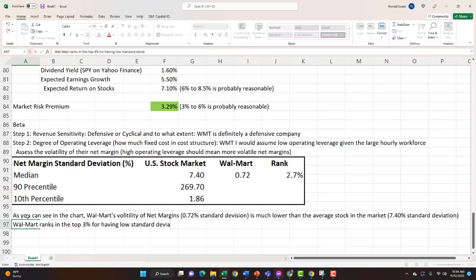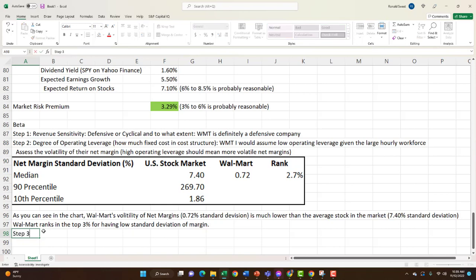Now, what I can offer here is if you refer to this 0.72% as their net margin, it's not. Their net margin is not 0.72%. It's probably more like 8 or 9%. This is the standard deviation of their net margin. It's 0.72%. The standard deviation of net margins for stocks in the stock market is 7.4%. So Walmart has much, much lower volatility than the typical stock.